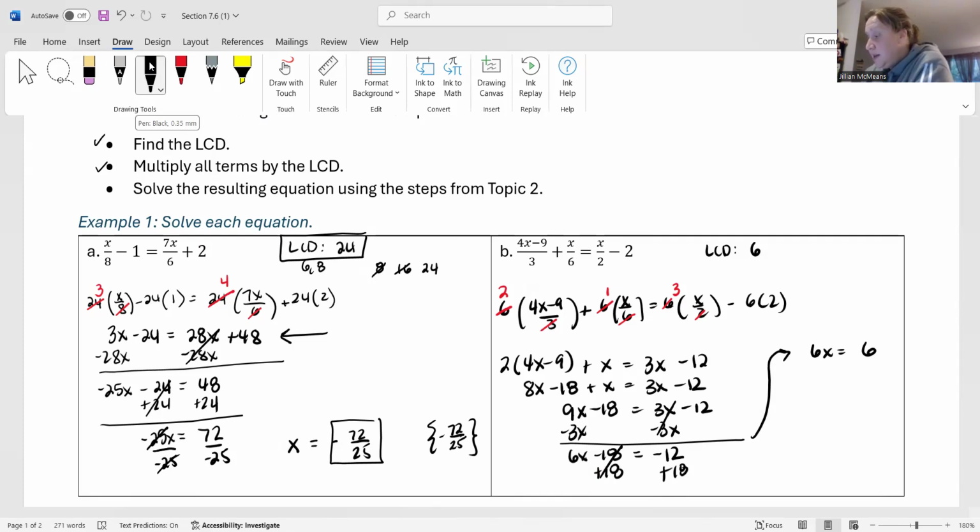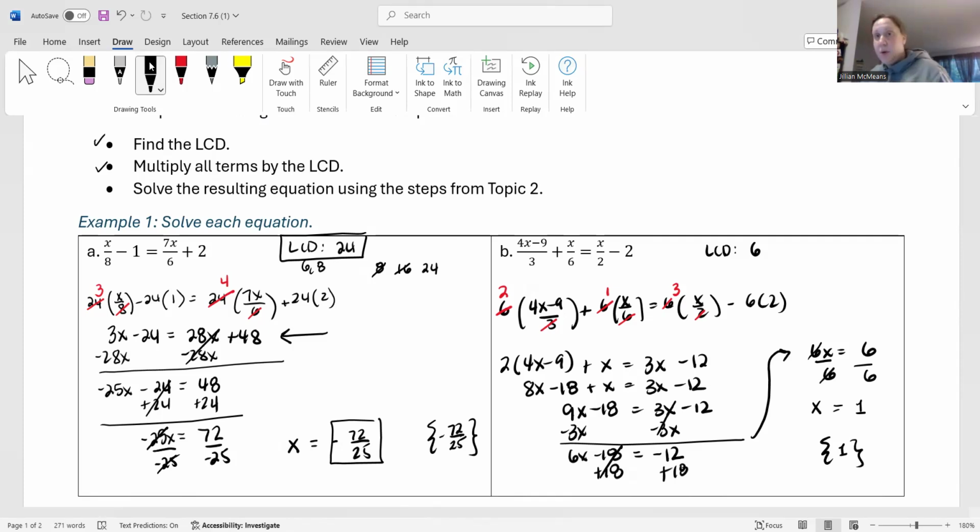And then in order to get the x alone, I just divide by its coefficient. So I want to divide both sides by 6. 6 divided by itself is 1. 1 times x is x. And 6 divided by itself is just 1. So we would say the final answer here is 1.